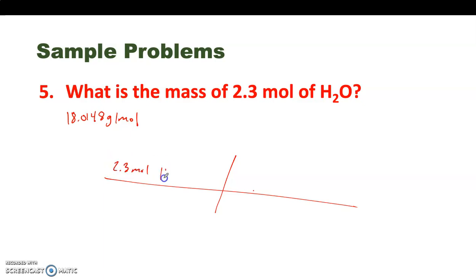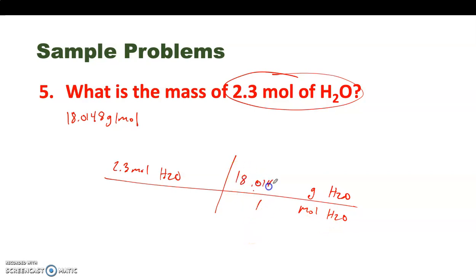2.3 moles of water. You always take whatever is given and you put that in the top left of the ladder. Then you bring moles of water down. And you're going to go to grams of water because it says what is the mass. Mole gets the 1. How many grams are in 1 mole? It's this number. And then you're going to end up multiplying and then round to the right number of sig figs. Moles cancels. I'm left with grams of water on top.